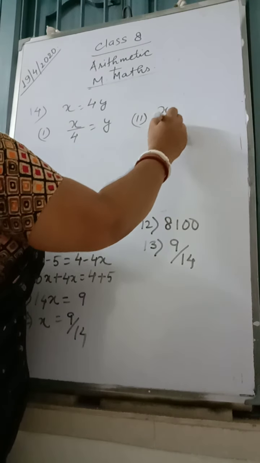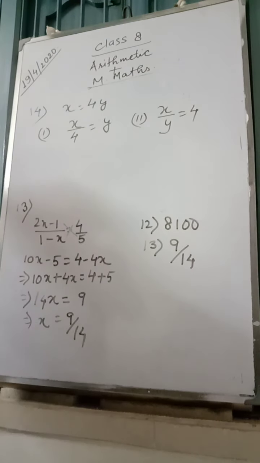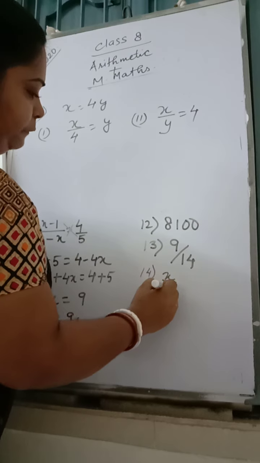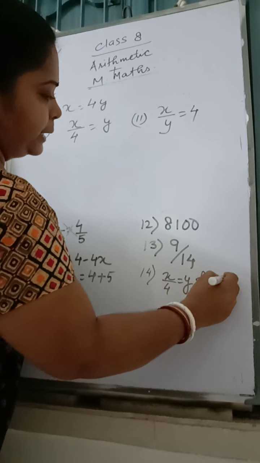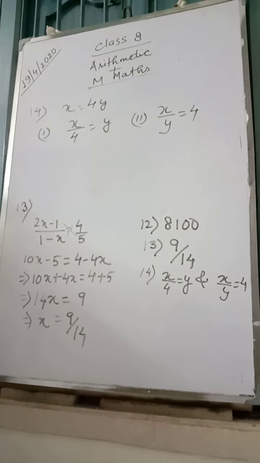x by y is equal to 4. So these are the two variations we can get from x is equal to 4y. Question number 14's answers will be x by 4 is equal to y and x by y is equal to 4. This is the variation for question number 14.